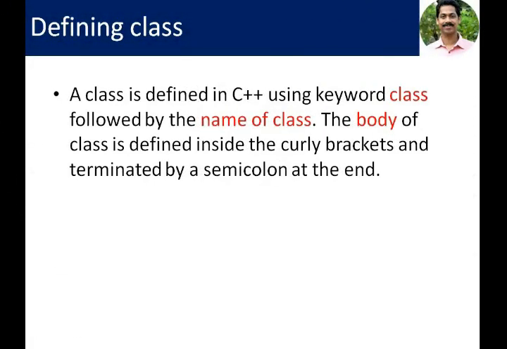Then how to define a class? A class is defined in C++ by using the keyword class followed by a class name. The class name is a user-defined name. The programmer can choose any identifier for defining a class. The rules for the name of a class are similar to the rules for an identifier. The body of the class is defined inside curly brackets and terminated by a semicolon at the end. It is somewhat similar to a structure definition.